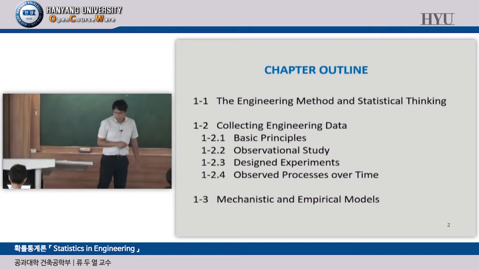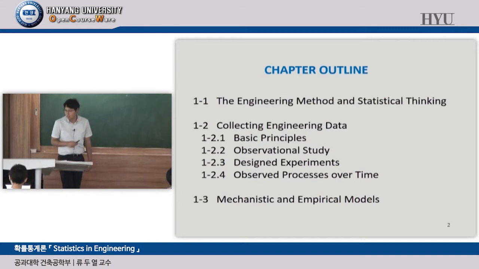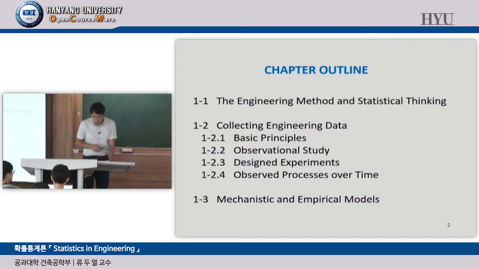Firstly, we are going to study the engineering method and statistical thinking. And we are going to study the methods of collecting engineering data based on basic principles: the observational study, the designed experiment, and observed processes over time. And after finishing this chapter, we are going to study the mechanistic and the empirical models.